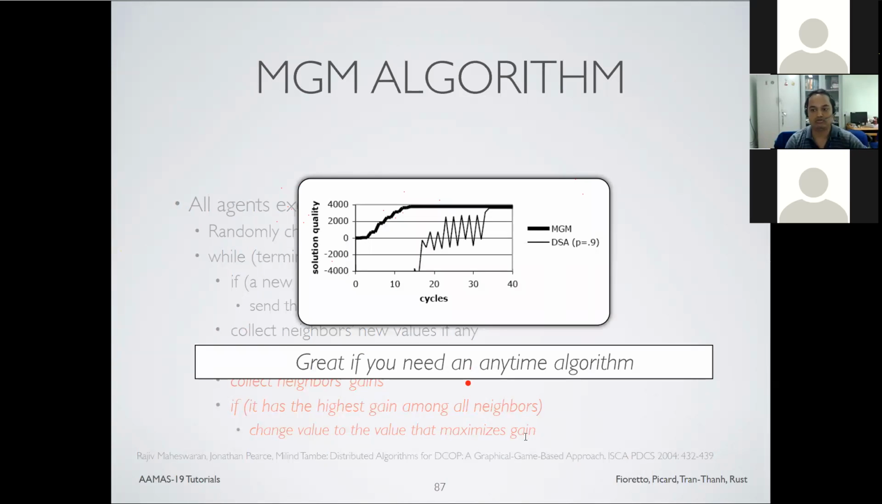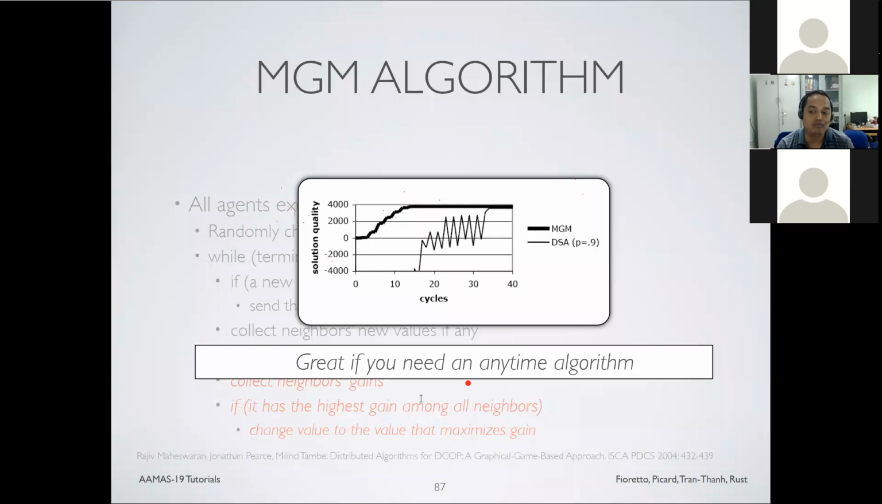If you see the graph plotting of these two algorithms, the DSA algorithm and the MGM algorithm, the DSA algorithm is sometimes giving a good result, sometimes a bad result. But the MGM algorithm is always giving you an improved result. It is always improving. That is the interesting part of the MGM algorithm.